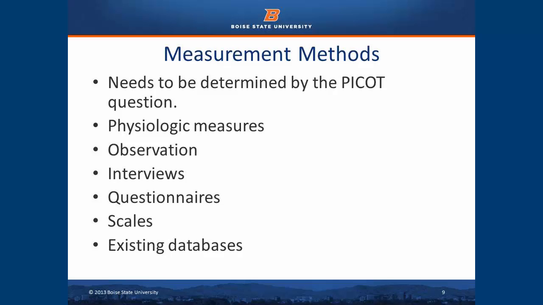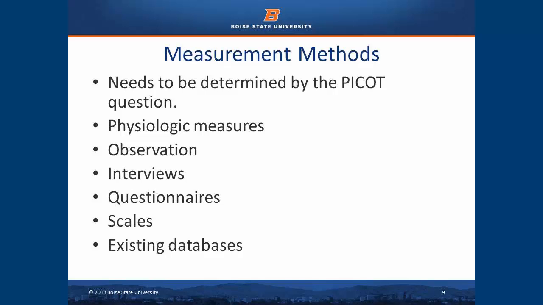The PICOT question should direct the method of measurement utilized. A method must be chosen that can accurately measure the outcomes being examined. This is a list of measurement methods commonly utilized in EBP as outlined in our Grove text, Chapter 17. There are subsets of all of these methods. For example, interviews can be structured, semi-structured, unstructured, or open-ended. Each of the methods has strengths and weaknesses. No method is perfect. There is always some measurement error.